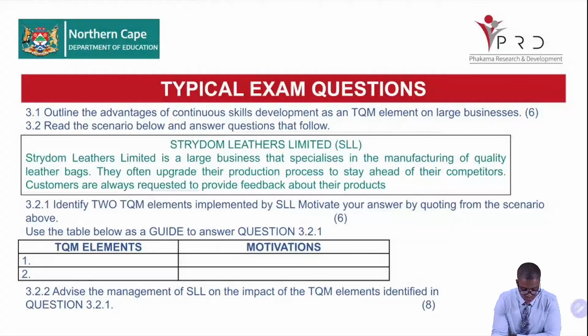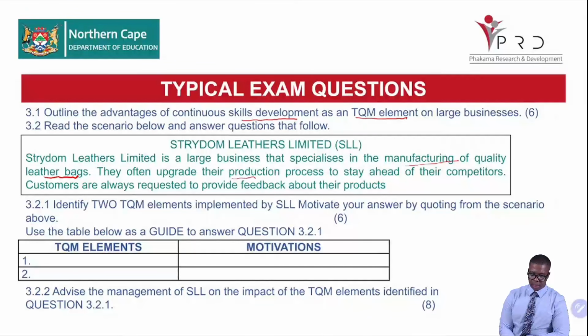Welcome back. Now let us look into this typical question on quality of performance, specifically total quality management. Outline the advantages of continuous skills development as a TQM element in a large business. Straight-dome Ladder Limited is the scenario you are having from this business. It's a large business that specializes in the manufacturing of quality leather bags. They often upgrade their production process to stay ahead of their competitors. Very key is to underline the idea that they often upgrade. Customers are always requested to provide feedback about their products.